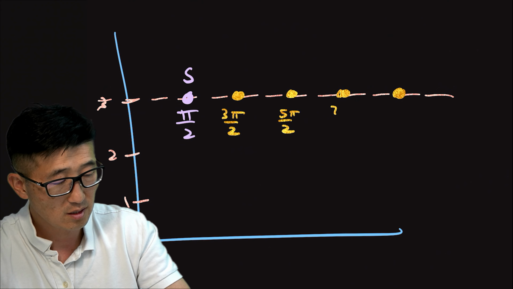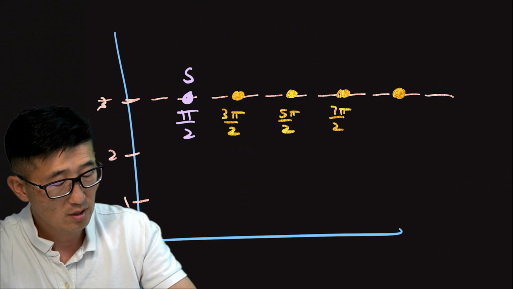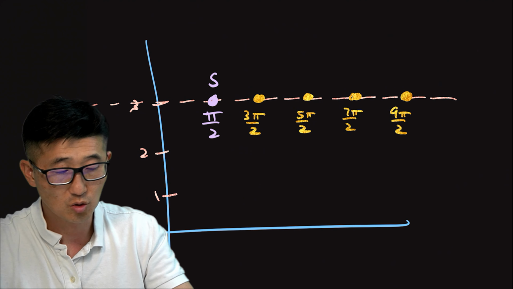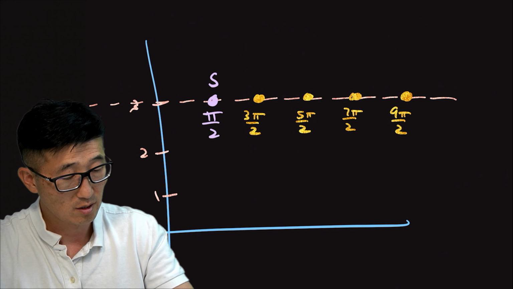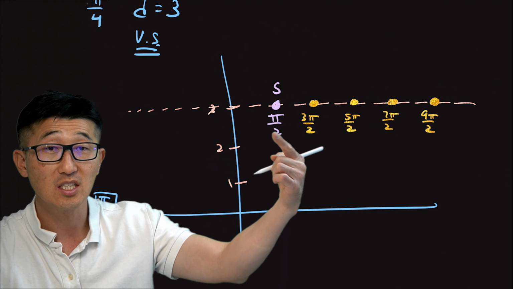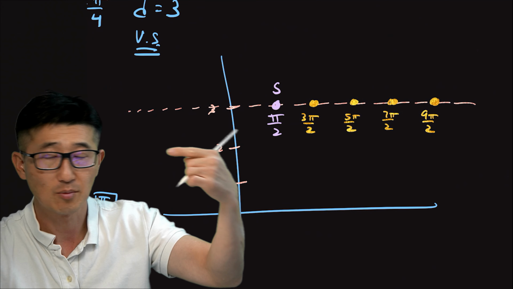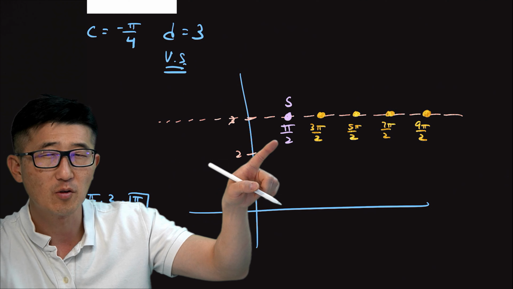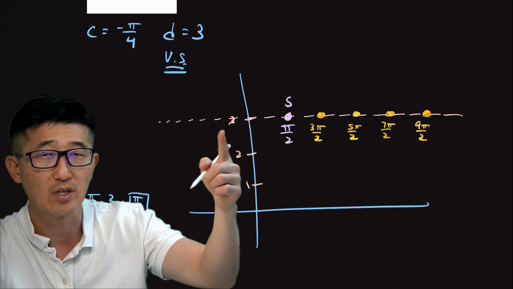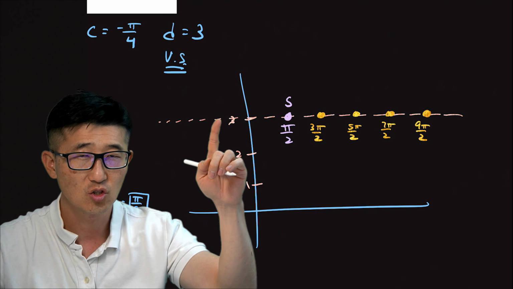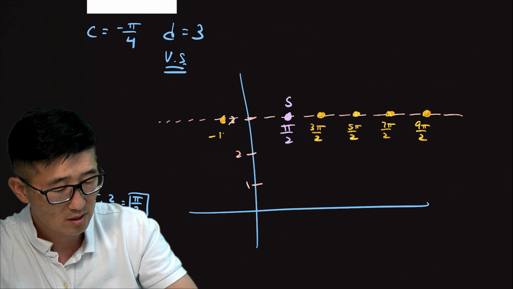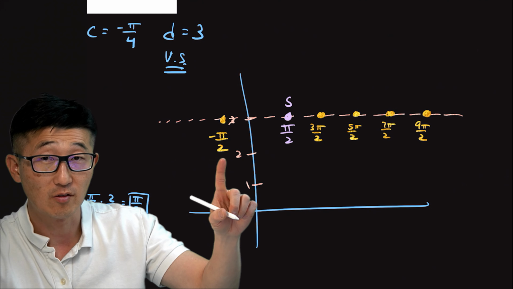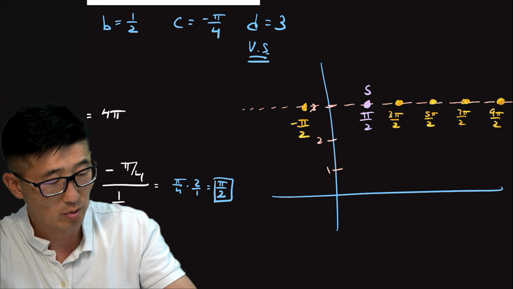Yeah, so just keep on adding 2 pi over 2, which will be 5 pi over what? Over 2. And then 7 pi over 2. And 9 pi over what? 2. Yes. And there's no need to recalculate it. So watch this. If I start subtracting 2 pi over 2 to the left, if I subtract 2 pi over 2 from pi over 2, that would pull me over this y-axis to negative pi over 2. Do you get it? So pi over 2 minus 2 pi over 2 is negative pi over 2. And now I just keep on adding or subtracting 2 pi over 2.